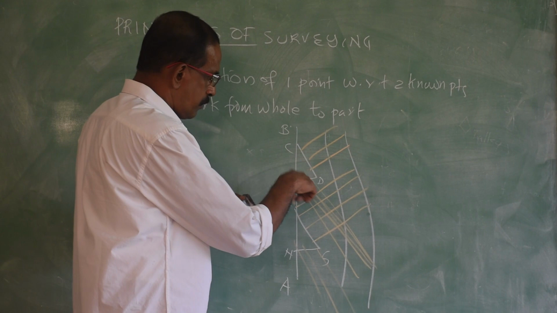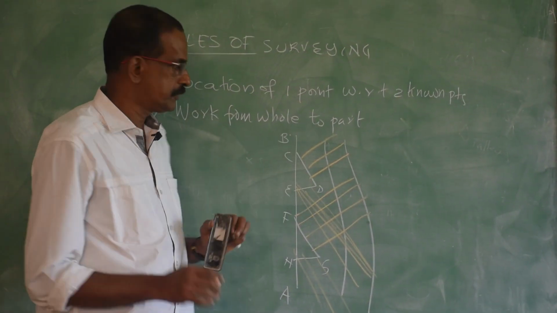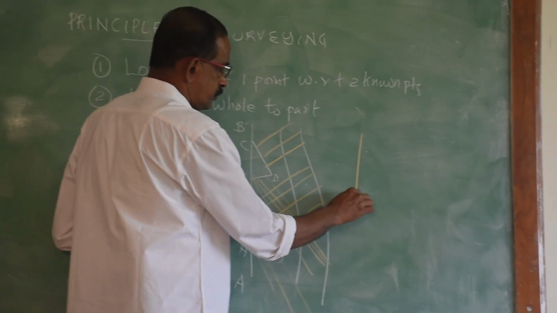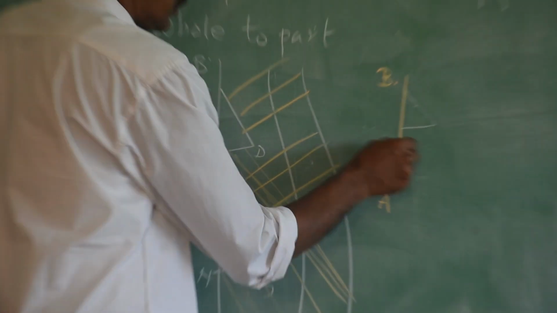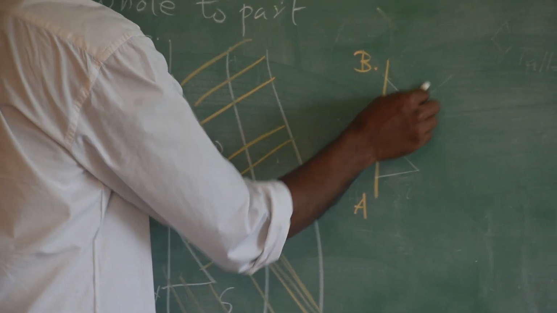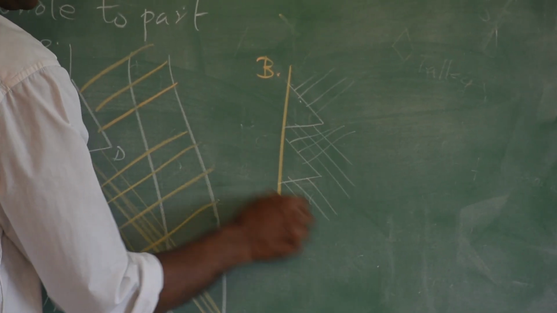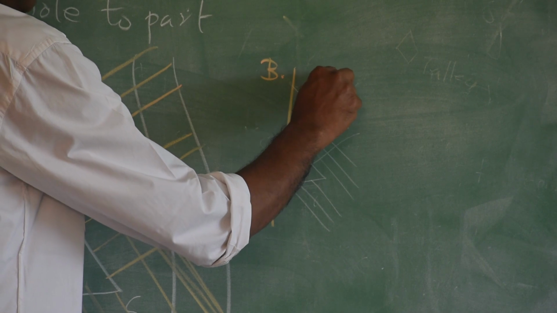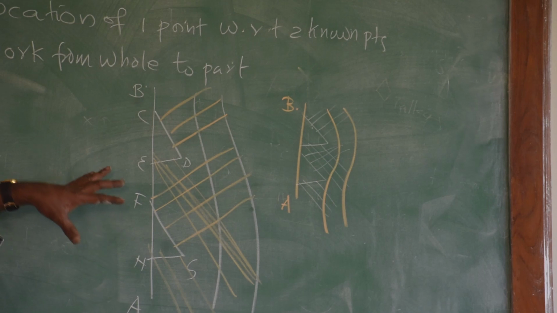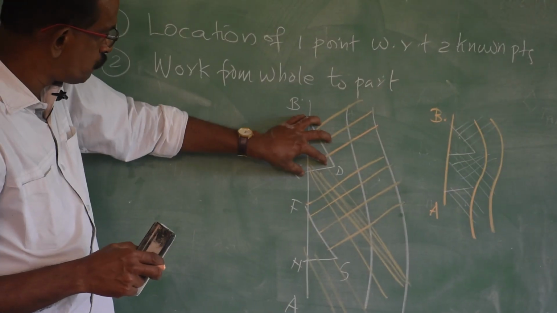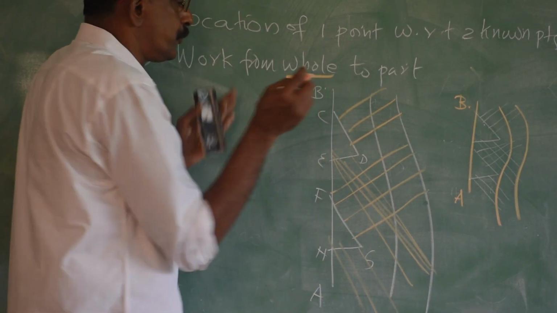Now, to mark this road with the help of a suitable scale on the drawing sheet or graph sheet, the procedure is like this: redraw that line AB to a suitable scale, redraw the triangles and take the offsets to a suitable scale. According to our convenience, take a suitable scale and then you can mark that road. So, the entire work is divided into small parts, here a small part, here a small part, that is why it is called work from whole to part.